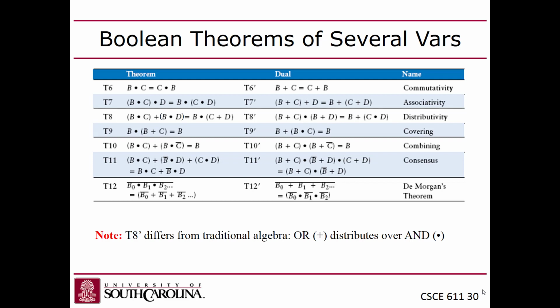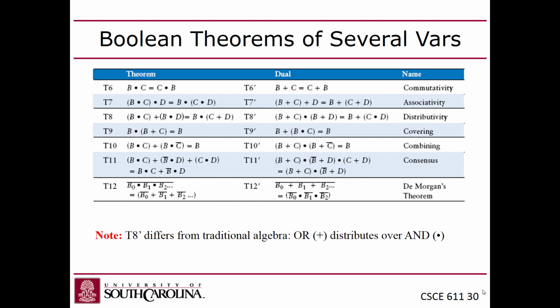You got combining. Now this is not obvious when you look at it, but B and C or B and not C is equivalent to just saying B. Why? Well, because regardless of what C is, you'll end up just anding both it and its complement with B, so it's equivalent to B, right? That was combining, right?